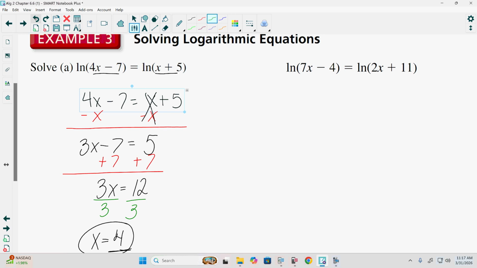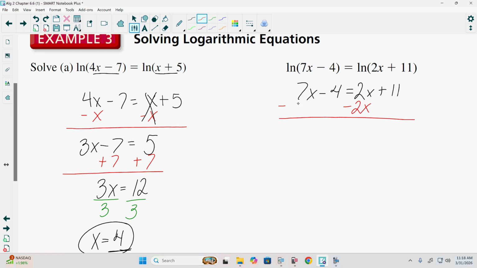So if we look at this here, natural log of 7x minus 4 is equal to the natural log of 2x plus 11. For these two to be the same, make sure that doesn't look like 21, what's inside has to be the same as well. All right, guys. 7x minus 4 has to equal 2x plus 11 for these two logs to be equal.